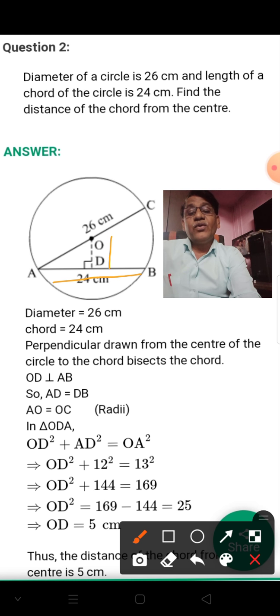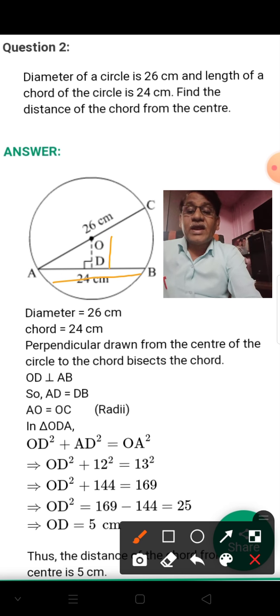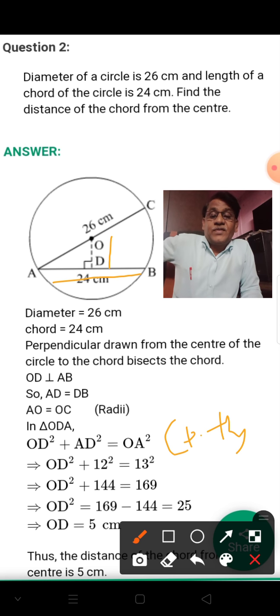But AO is equal to OC. Here AO is equal to OC. Okay, diameter is given, which means radius is half of the diameter. So diameter is 26, radius is 13. Now in triangle AOD, what we know is that OD square plus AD square is equal to OA square, by Pythagoras theorem. Okay, by using Pythagoras theorem. Right.